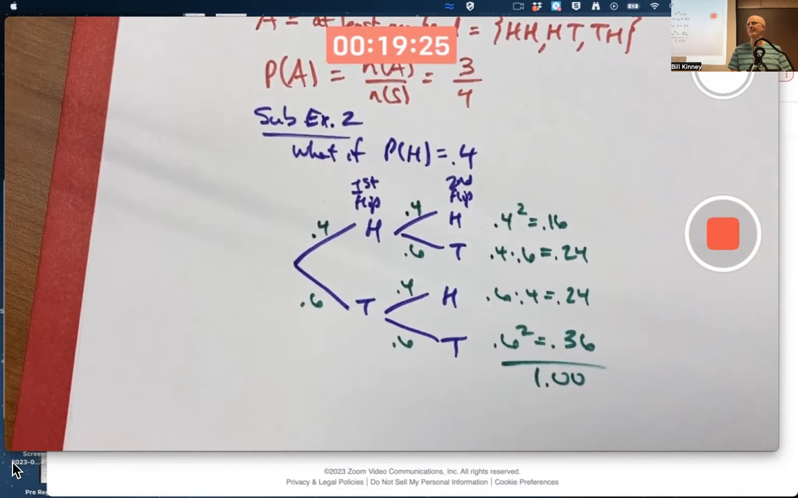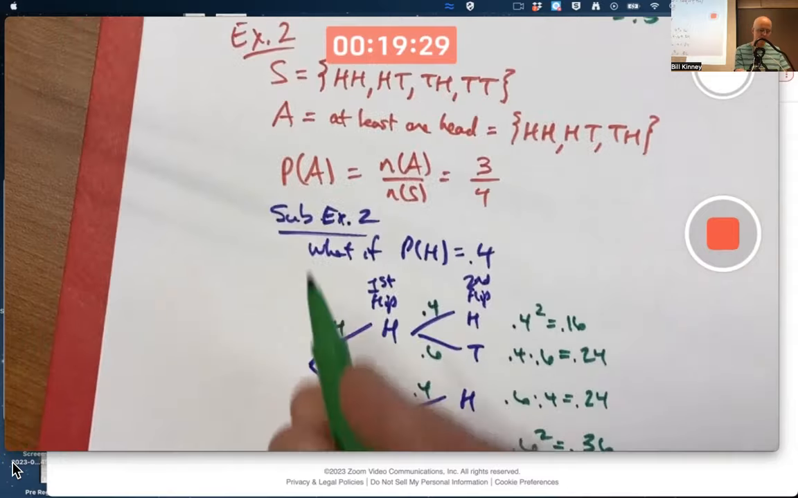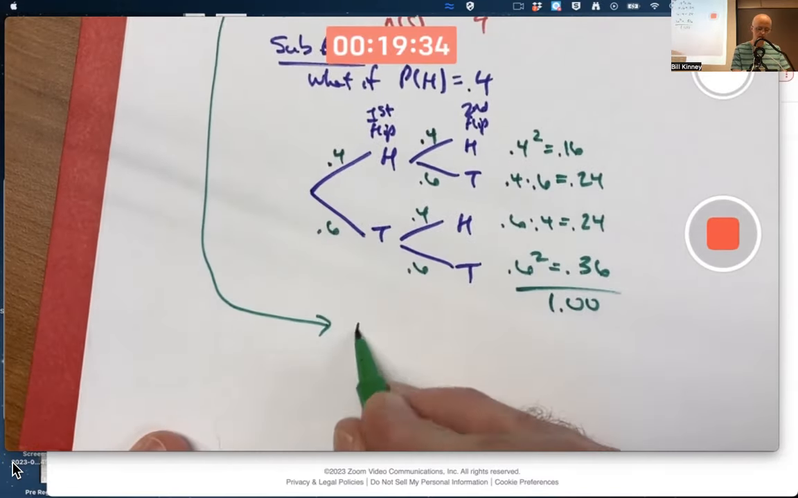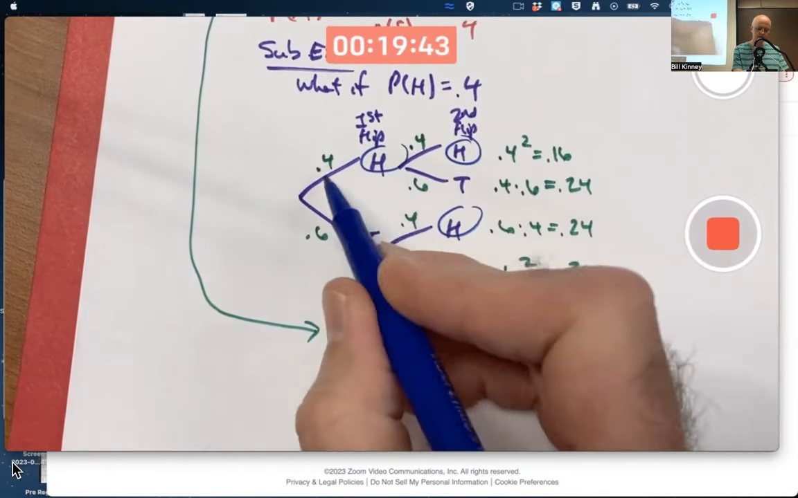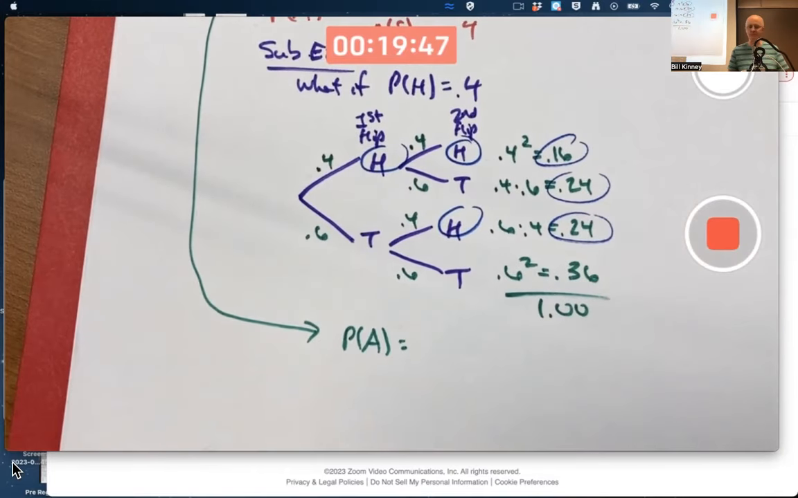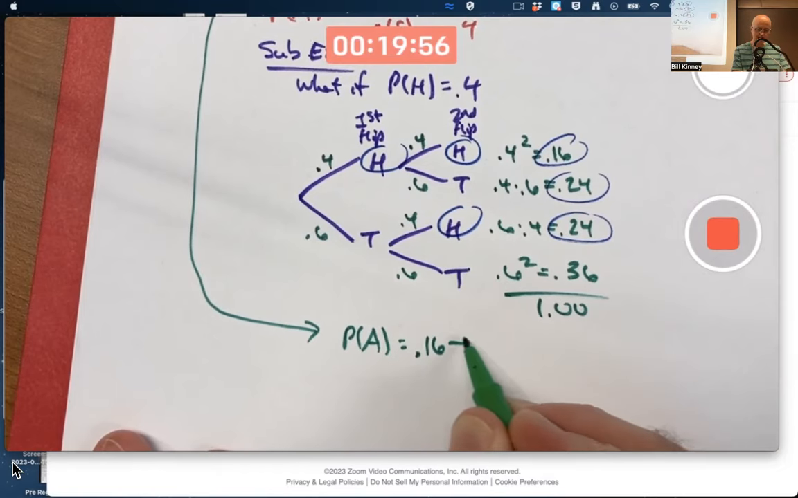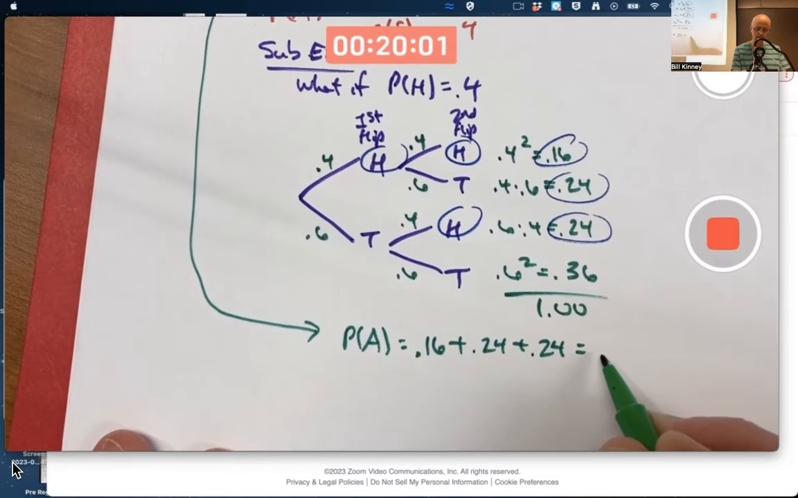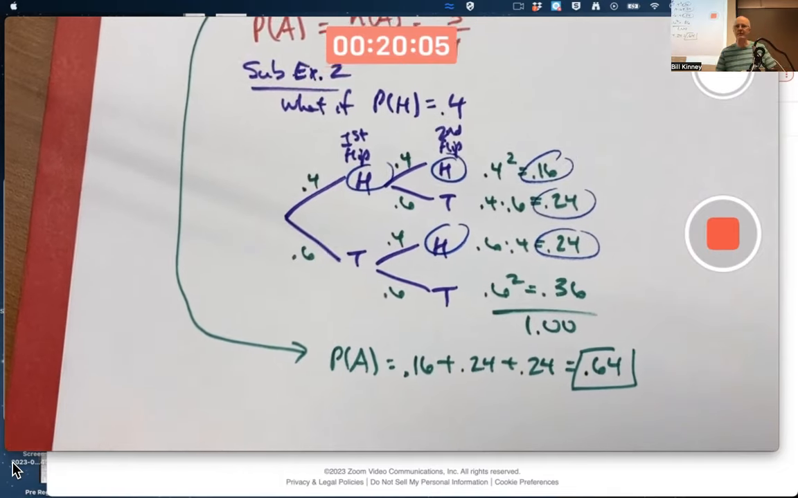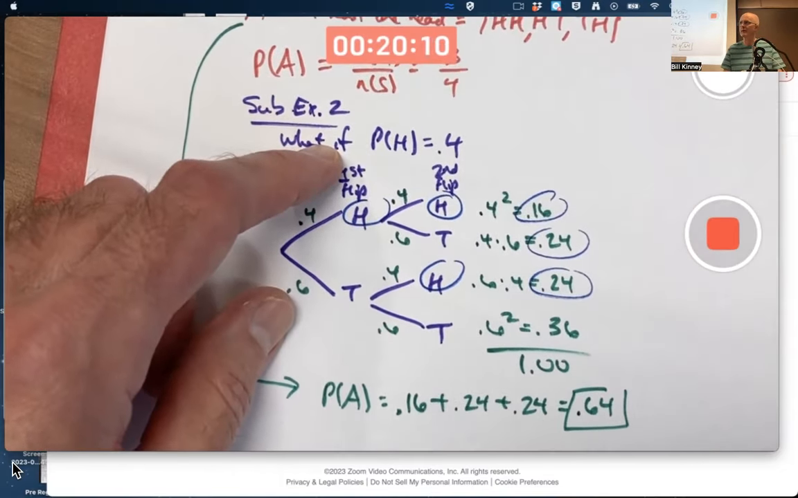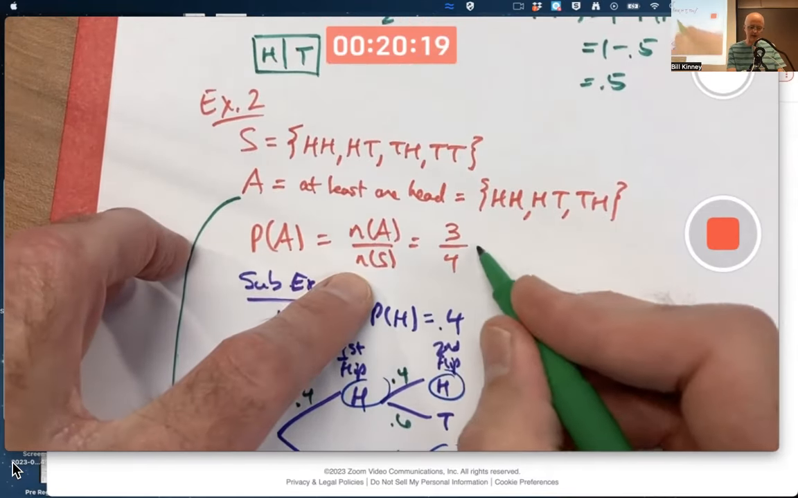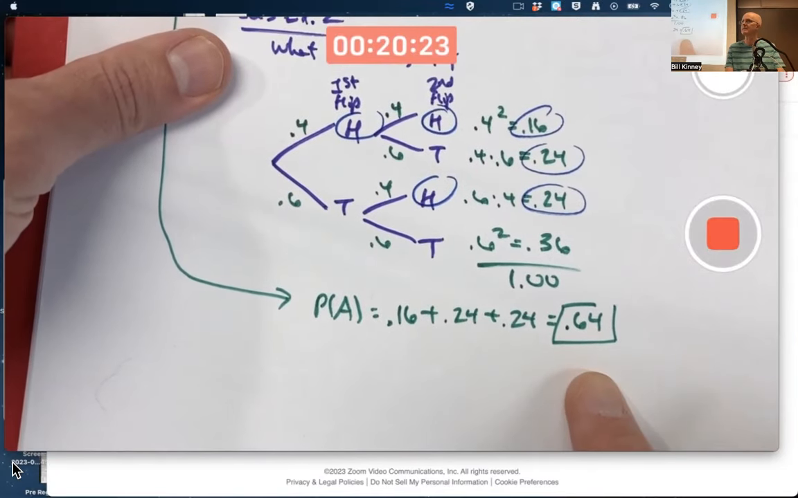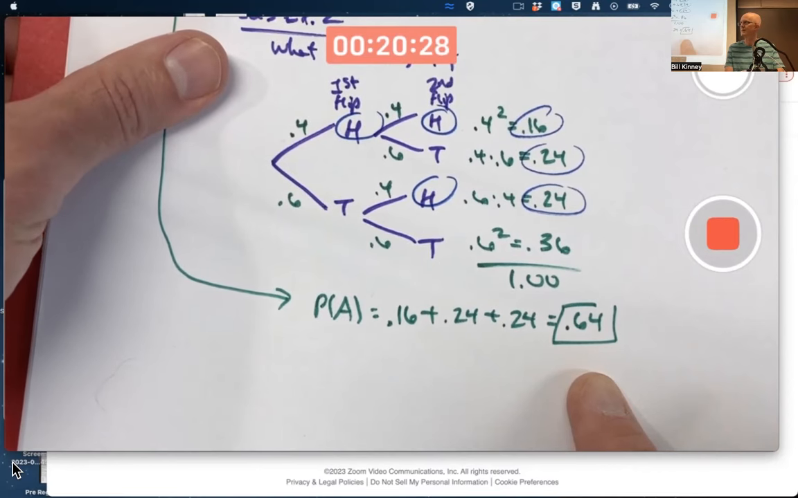And therefore now, the probability of the same event as before, getting at least one head. Well, what are the events where we got at least one head? There are the H's. So there's three paths through the diagram where there's at least one head. I can't use N of A divided by N of S because these outcomes are not equally likely. You've got to add these three numbers and you're going to get 0.64. If your probability of heads is not 0.5, but 0.4, then when you flip the coin twice, the probability of getting at least one head has gone down as you would think it should, from 0.75 to 0.64. It's intuitive that you get a smaller number, and you do.